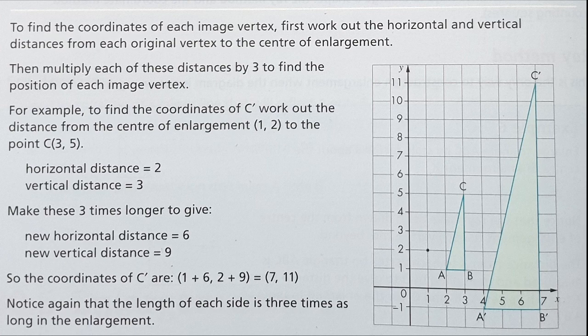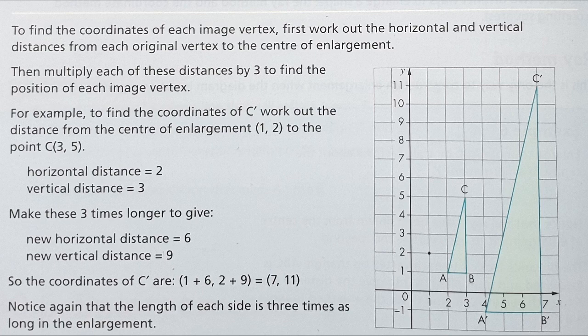For example, to find the coordinates of C dash, work out the distance from the center of enlargement 1, 2 to the point C 3, 5. In this, when you take, the horizontal distance is 2 and the vertical distance is 3. Make these 3 times longer to give the new distances. 2 multiplied by 3 will give us 6 and the vertical distance 3 multiplied by 3 will give us 9.